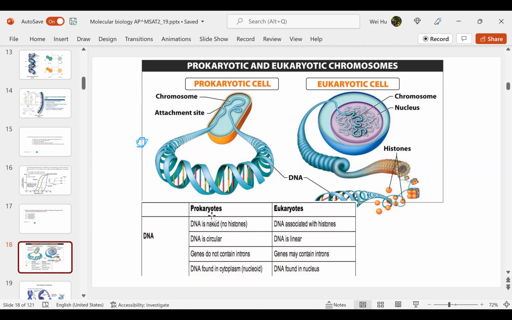Whereas prokaryotic cells, we talk about bacteria. Their DNA is not bound to histone protein, so it is free. DNA is circular, and they don't have multiple chromosomes; you only have one chromosome per cell. The genes do not contain introns, and also they don't have a nucleus.